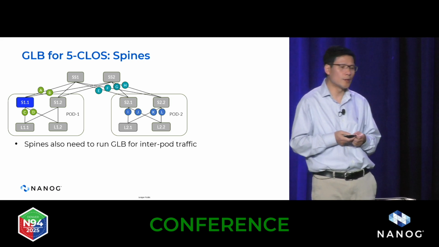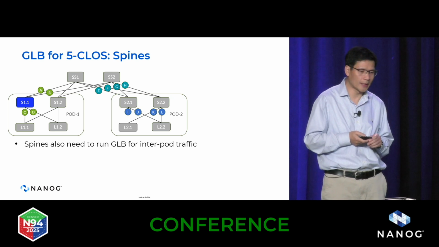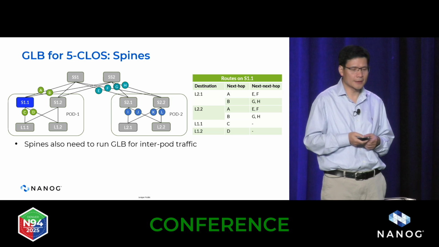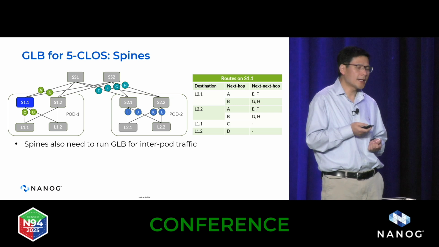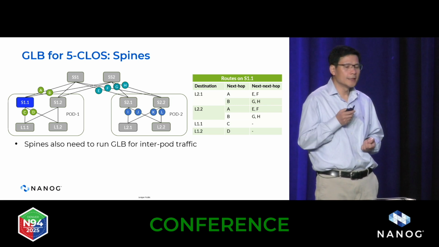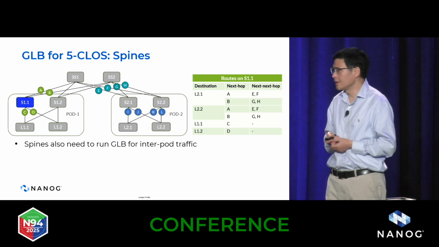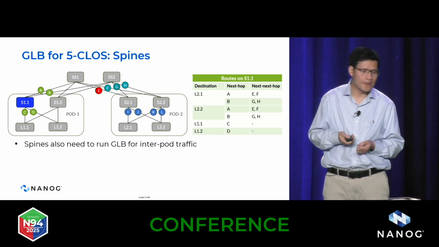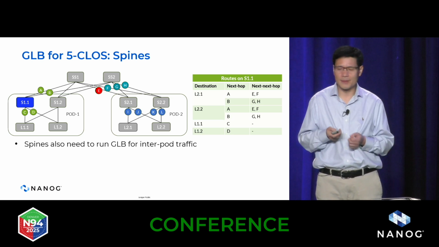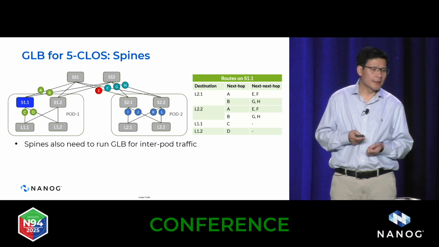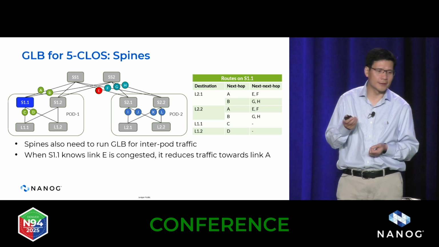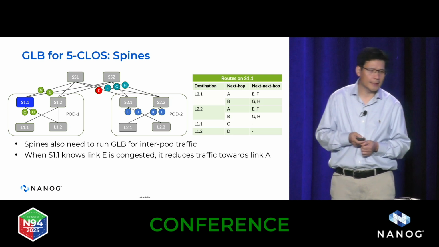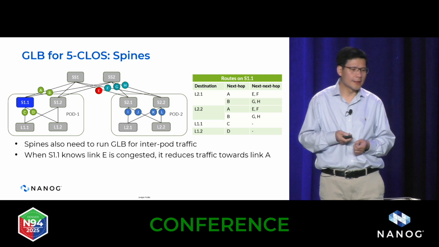So now let's see how GLB works on the spines, like spine S1.1 in pod 1. Similar to the leaves, the spine also keeps track of the next hop to next hop mapping. So in this case, from spine S1.1, in order to reach leaf L2.1, if the next hop is A, then the next next hop would be E and F. And if the next hop is B, the next next hop would be G and H. So again, let's say the next next hop E is congested. Super spine SS1 will notify spine S1.1 about the link quality information. Once learning that link E is congested, S1.1 will know that this corresponds to my next hop A. So it will know to offload some of the traffic from link A towards link B to mitigate the congestion on link E.